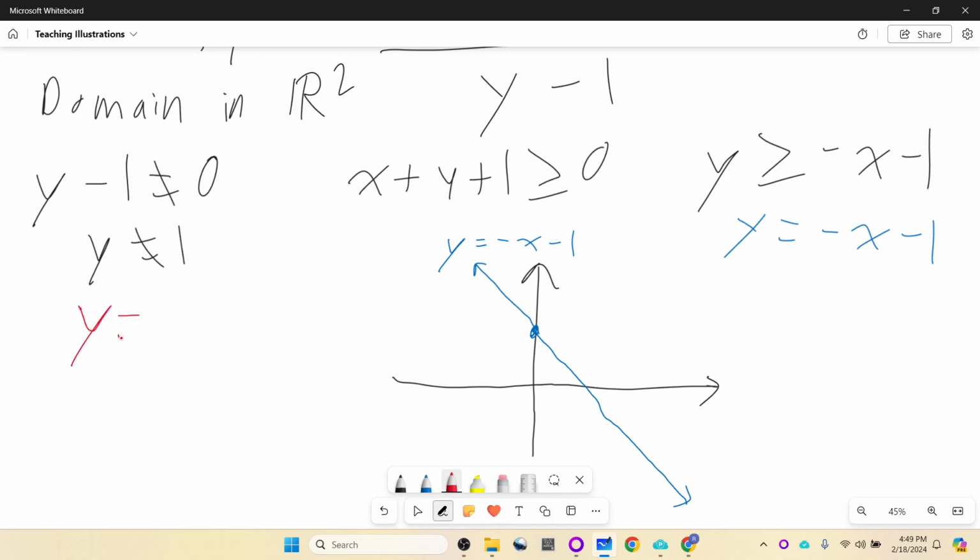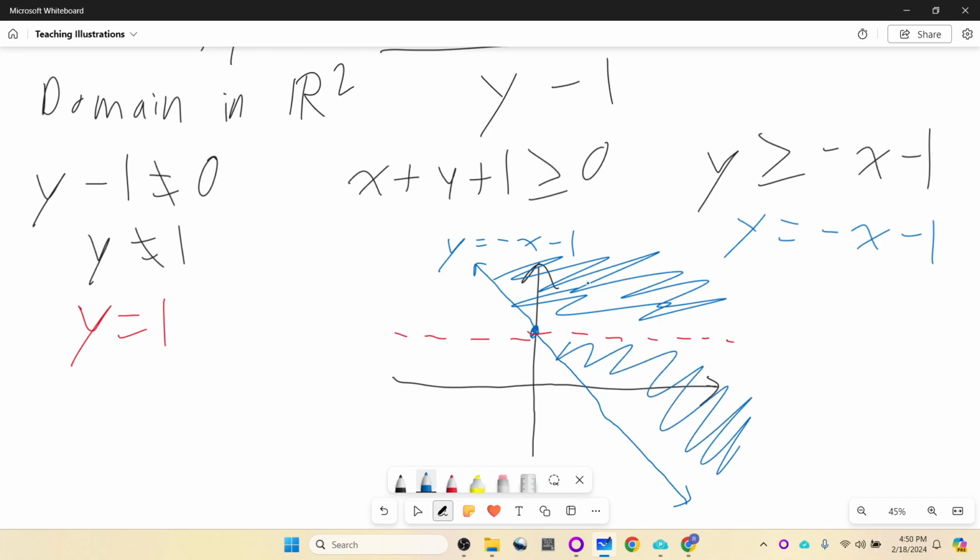So the equation y equals, I said negative 1, I'm going to say 1. That's not in the domain. So I'll put a little dotted line here to indicate that this line is not part of the domain. So the domain looks like this. Everything up here, except for that line. Any point that's above this blue line and is not on this red dotted line will work.